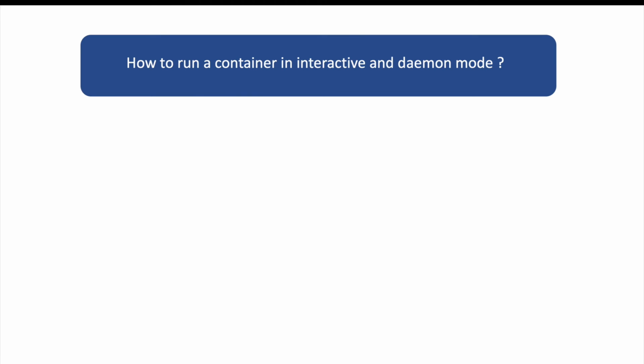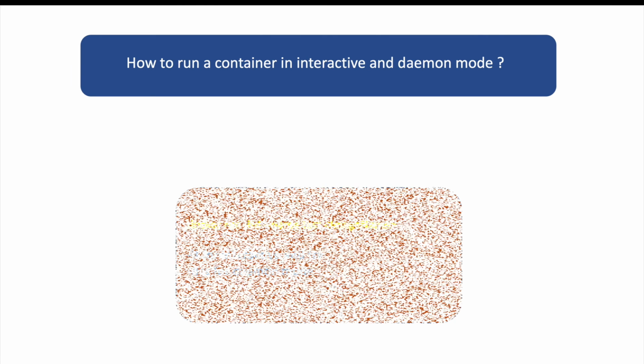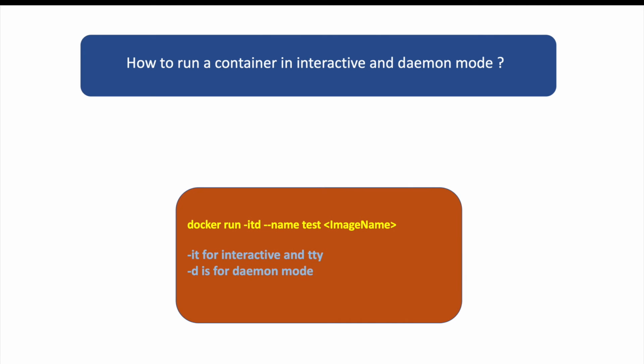Moving on to the next question, how to run a container in interactive and daemon mode. So for this you need to pass some extra arguments when you are starting your container. Let's see the docker run command for this. It should be docker run -itd --name and whatever name you want to give, and then the image name. Here -it is for interactive mode and -d is for running the container in detached or daemon mode.